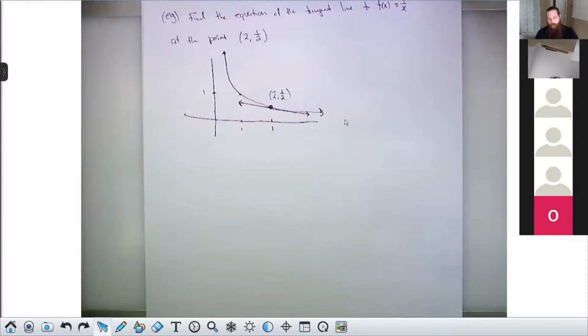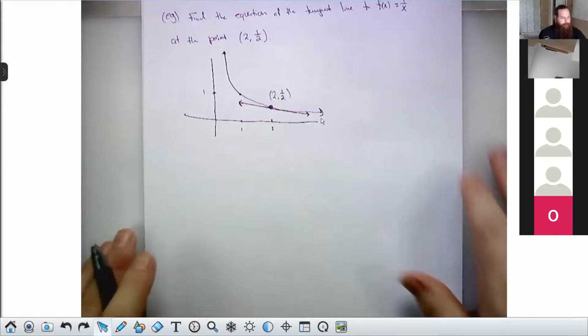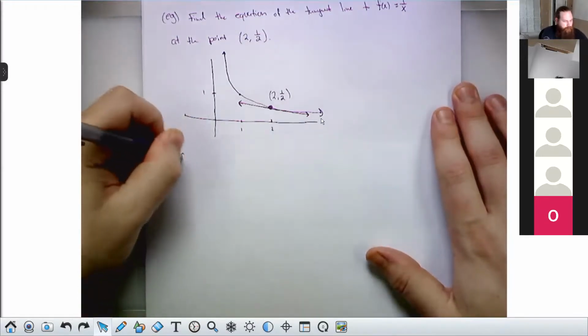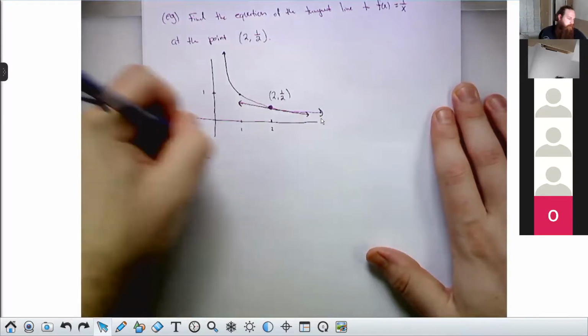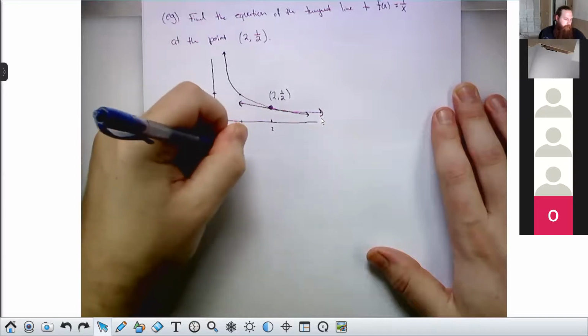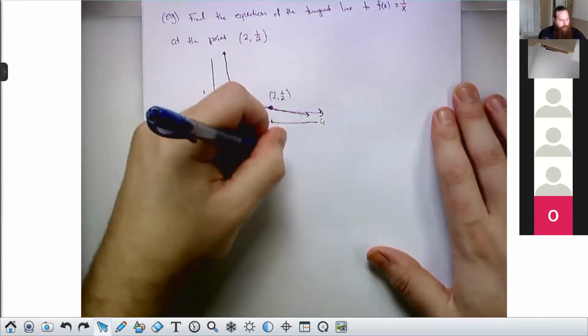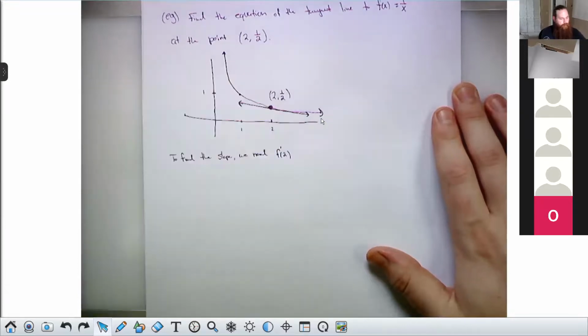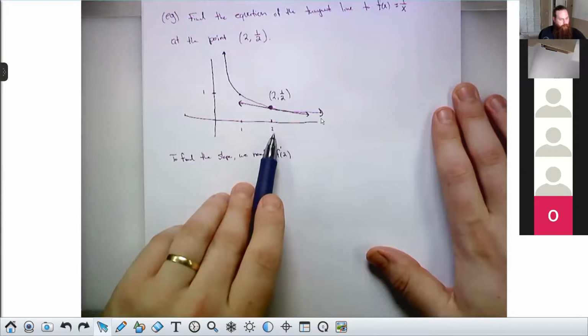So to find the equation of any line, you need two things. The point that the line goes through, and you need the slope of the line. The point we have right here. So all I need is the slope. The slope of this tangent line I know comes from the derivative. So to find the slope, we need F primed of 2, right? Because the x value I'm working at here is 2.